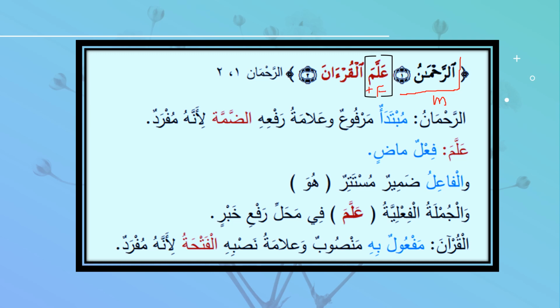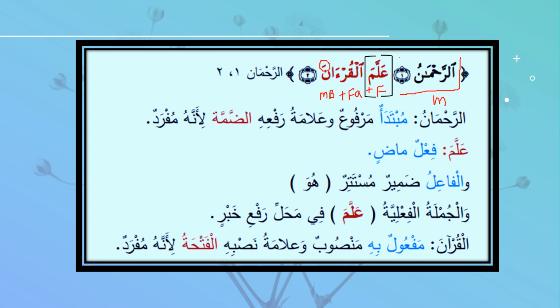If you don't find any noun with dhamma, know that it's hidden. So what is the pronoun hidden in allama? It's huwa. So the fa'il is hidden, taqdiruhu huwa. And now search for the maf'ul bihi. If a noun has a fatha, you know it's in maf'ul bihi position, since we are doing the jumla fi'liyyah.